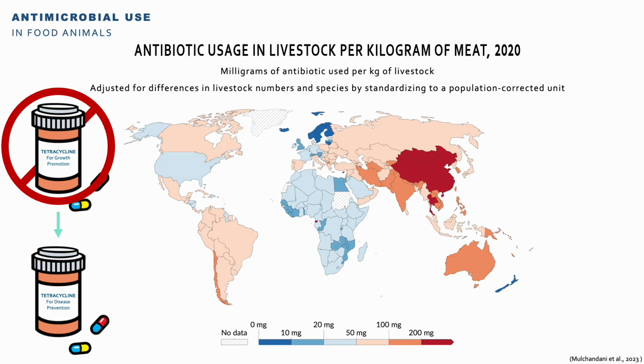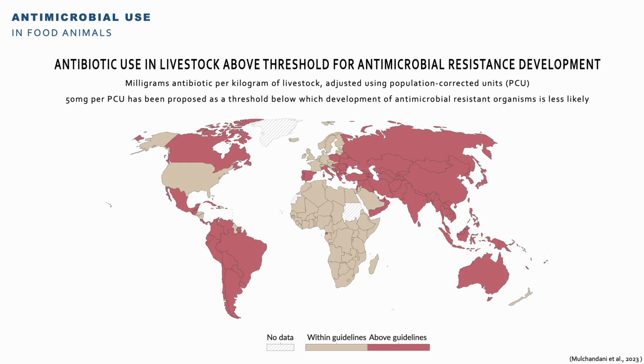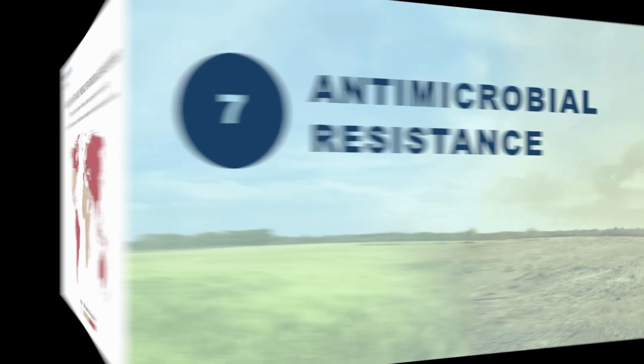Intensive livestock practices consume 4 times more antibiotics compared to livestock raised outdoors. While it's possible for antimicrobial resistance to develop at lower levels, 50 milligrams per population corrected unit has been proposed as a threshold below which development of resistance is less likely. Many countries around the world continue to use antimicrobials in animals above this threshold.